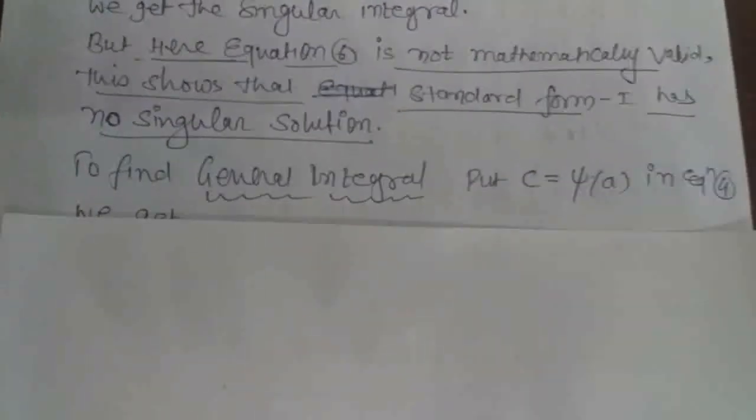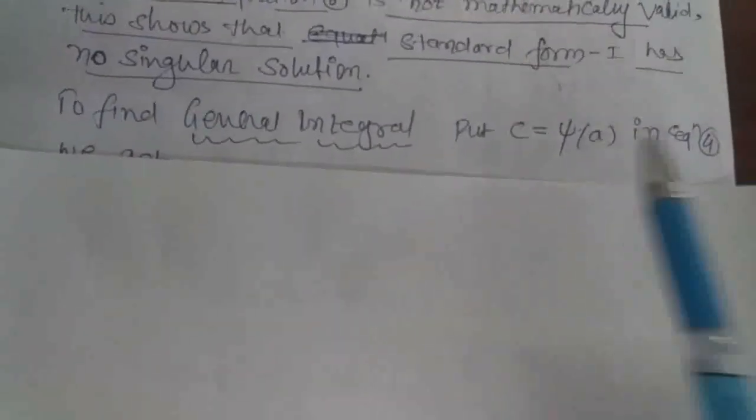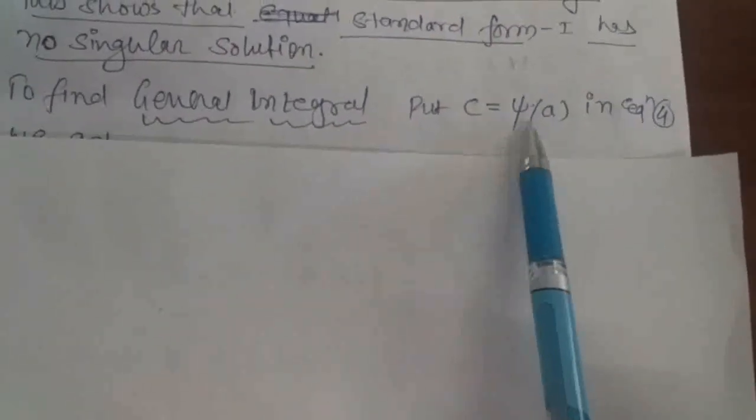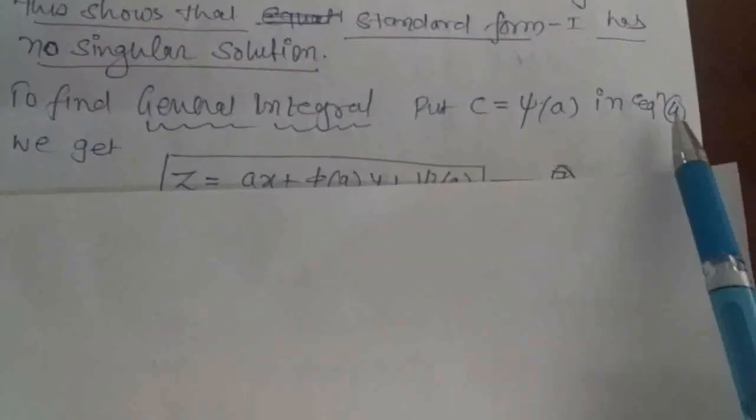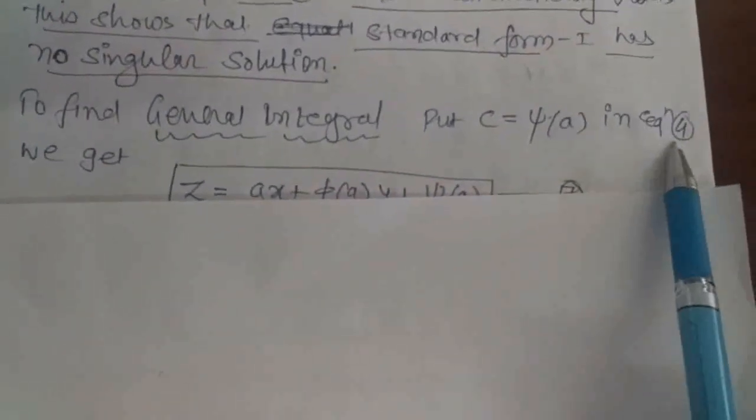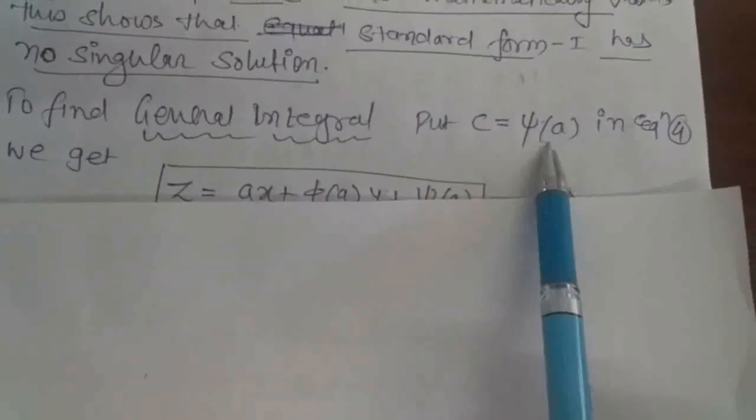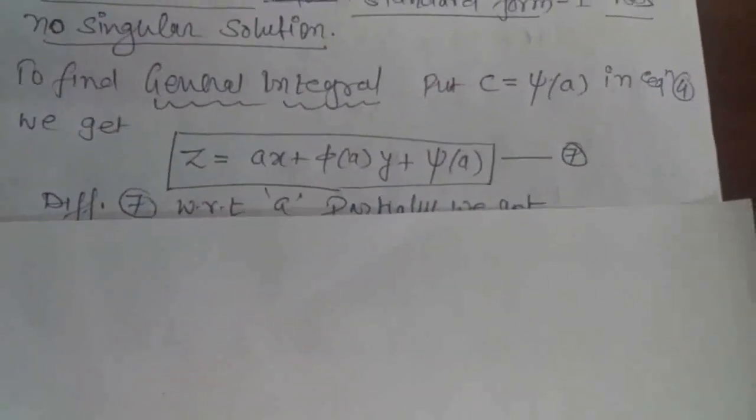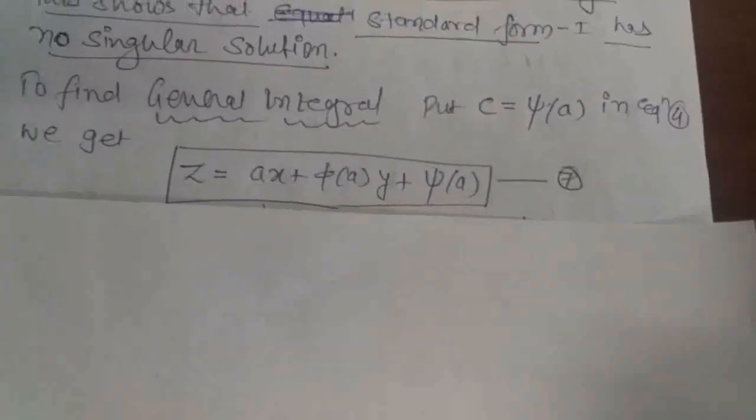Now in order to find the general integral or the general solution of the given equation, put c equal to some arbitrary function of a in the complete integral, that is in equation 4. So in equation 4, we replace c by a function of a. We get z equal to ax plus phi(a)y plus psi(a).